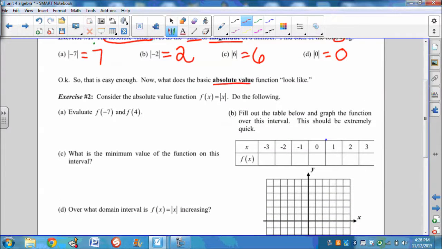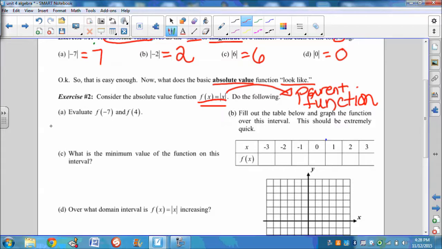Now let's see what the absolute value function looks like on a graph. Let's consider this function f of x equals the absolute value of x. Sort of plain, not real exciting. We're going to call that the parent function. There's nothing fancy about it. It's in its most basic form. As we go on this year, we're going to talk about some other functions, and we'll start with its most basic form, its parent function.